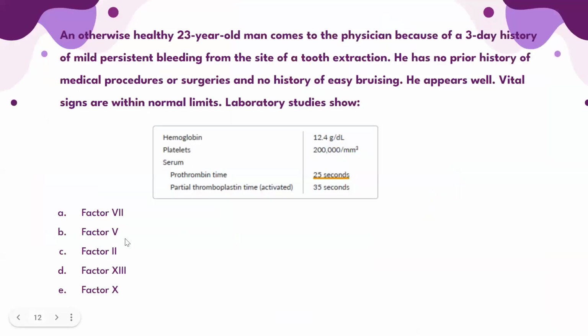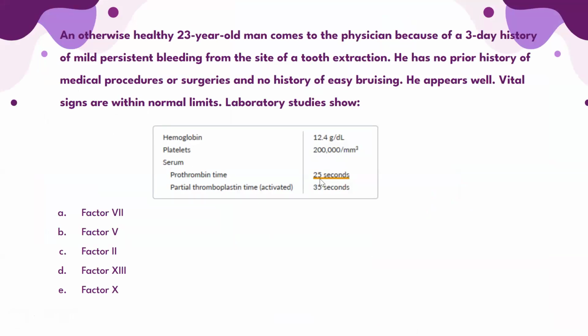All right. An otherwise healthy 23-year-old man comes to the physician because of a 3-day history of mild persistent bleeding from the site of tooth extraction. He has no prior history of medical procedures or surgeries and no history of easy bruising. He appears well. Vital signs are within normal limits. These are the laboratory investigations.